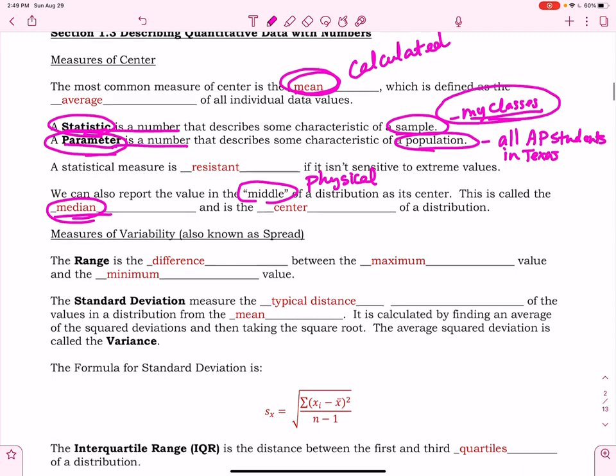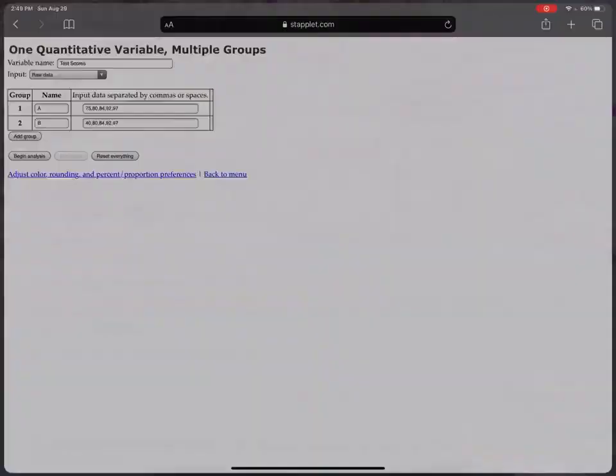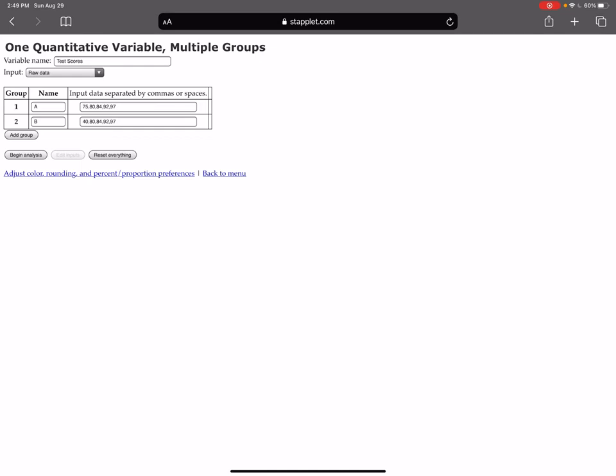All right, so moving on to this idea of a statistical measure being resistant. What does resistant mean? So we're getting back to this idea of mean and median now. Mean and median are present in every set of numbers. Let me show you what I'm talking about. I've got some data put into Statplet. I've got test scores here, test scores for Group A and test scores for Group B. Notice that all of the test scores are the same except the lowest one. In test group A, I've got a 75 as the lowest grade. In test group B, I've got a 40.